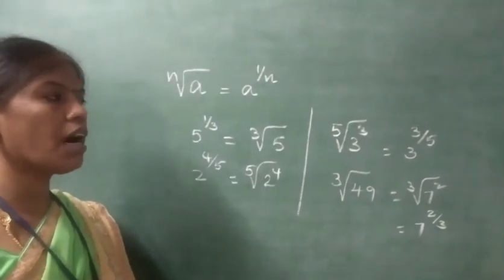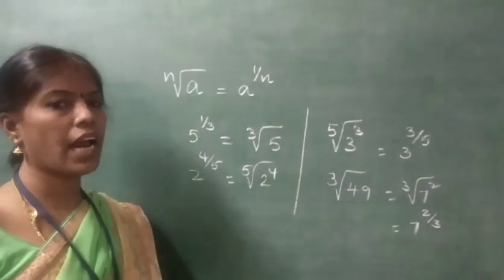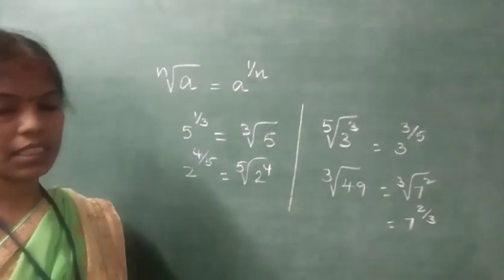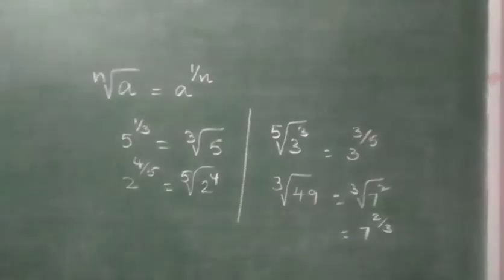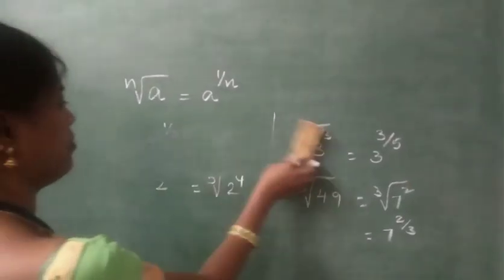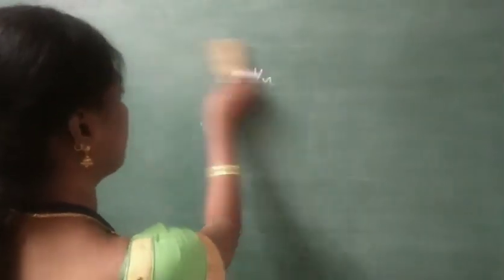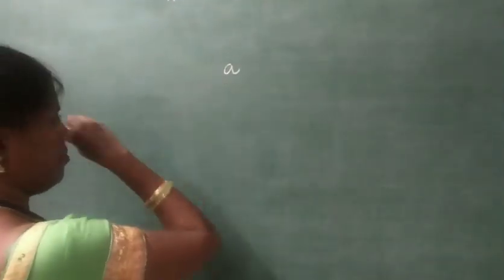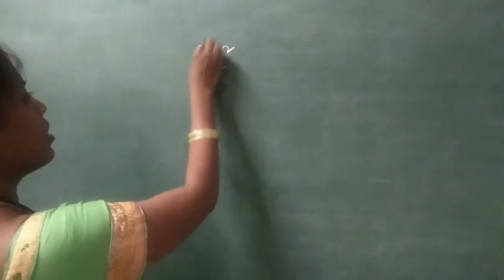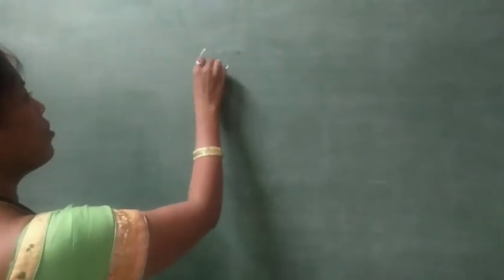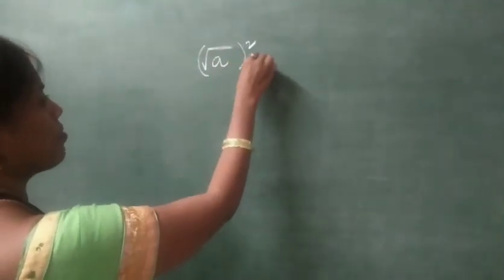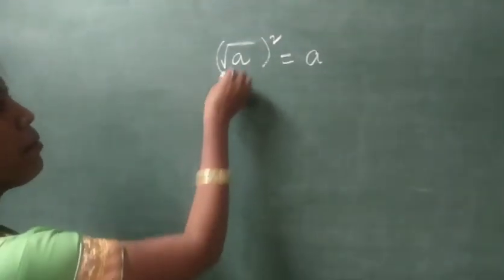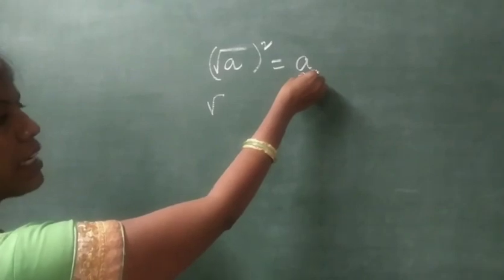Now we will learn about the laws of identities on real numbers. Root a whole square is nothing but a. Why? Because the root and square get cancelled, we get a.